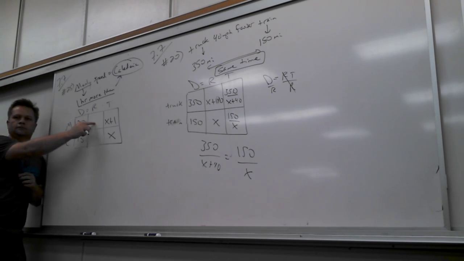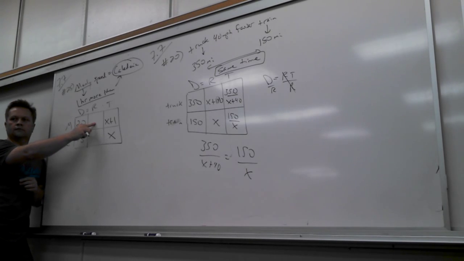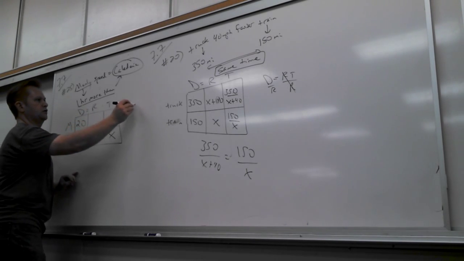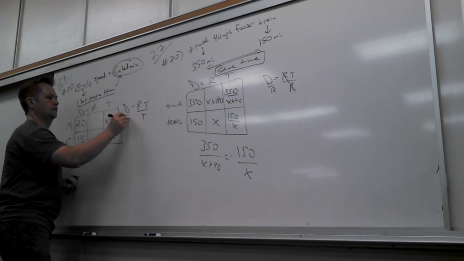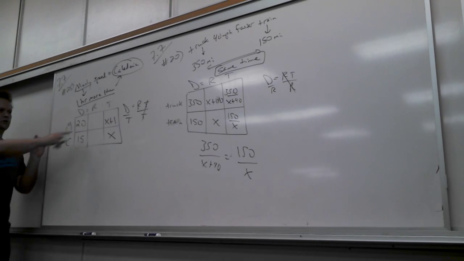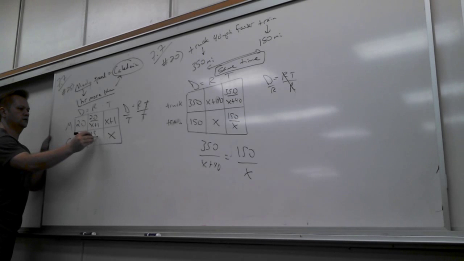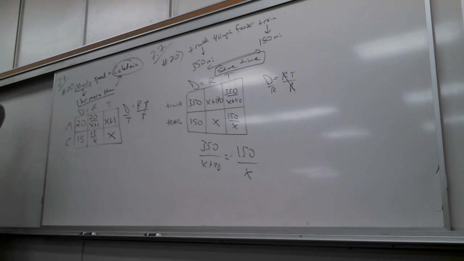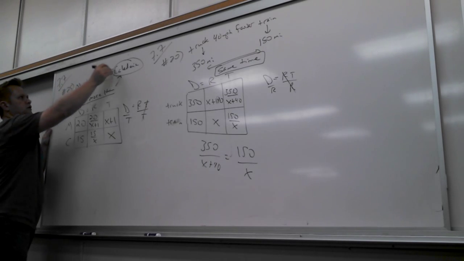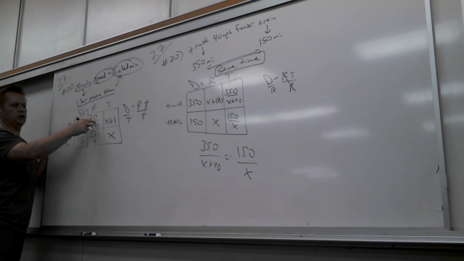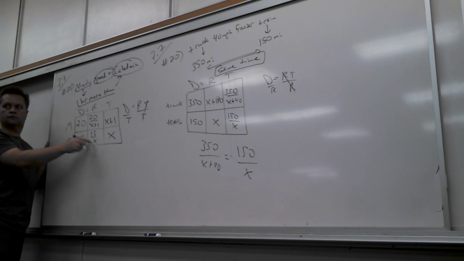So what do I put here? The same way we did over there. How do I get rate if I know distance and time? Distance over time would be 20 over X plus 1, and 15 over X. And then set those equal to each other, and then you cross multiply. What's got to be the same? The speeds are the same, right? So that speed must equal that speed. So 20 over X plus 1 equals 15 over X.